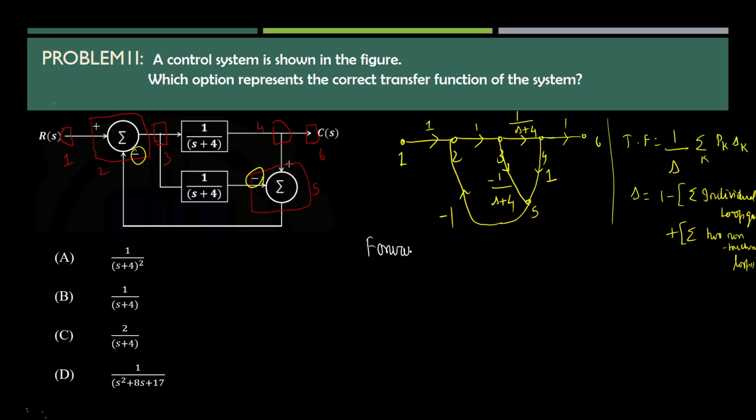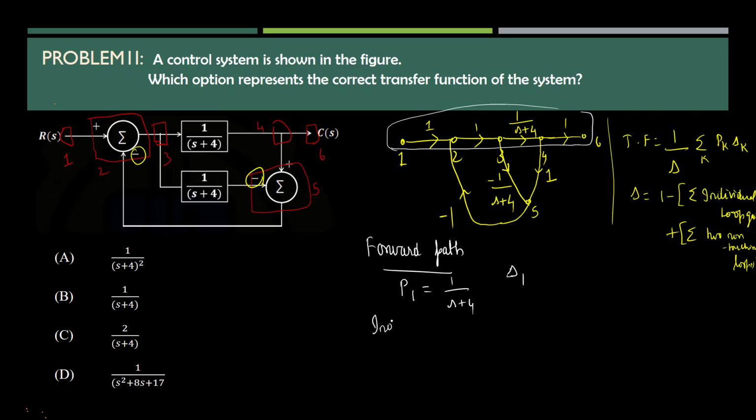A forward path should start at the input node and end at the output node. In the direction of signal flow, it should not return back. So here, the forward path is 1, 2, 3, 4, 6. This is the only forward path we are having in the signal flow graph. So the path gain is 1 by s plus 4. All the deltas, we can find delta 1 afterwards.